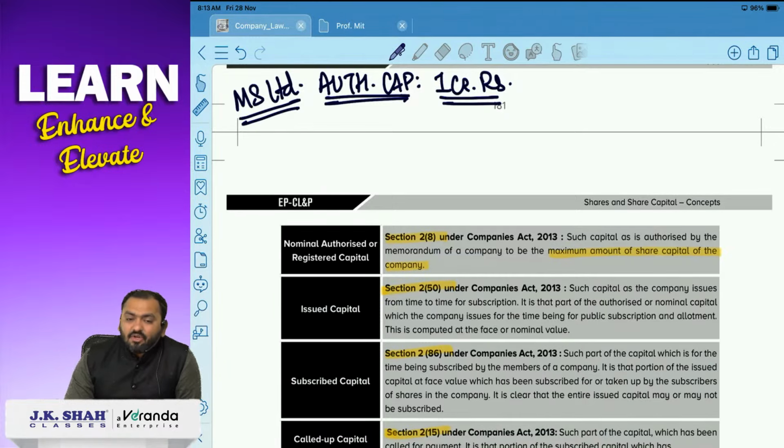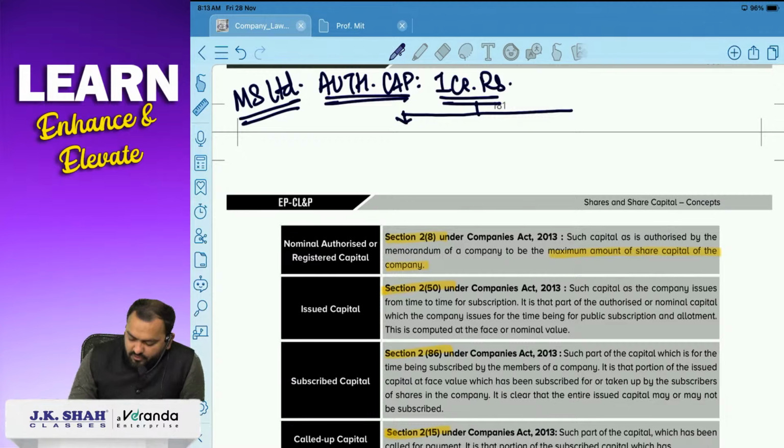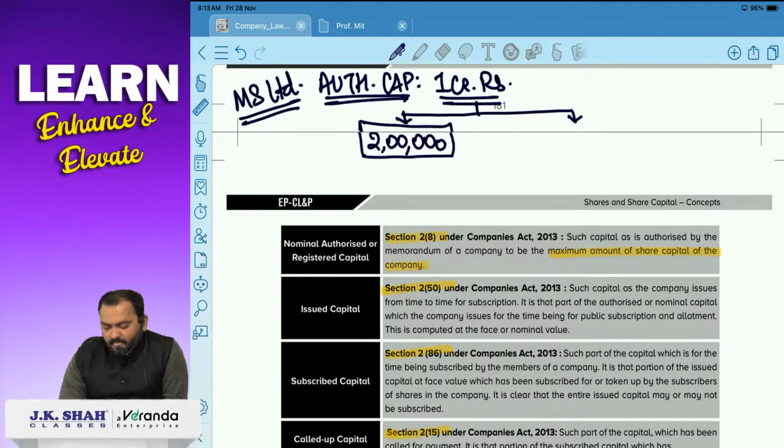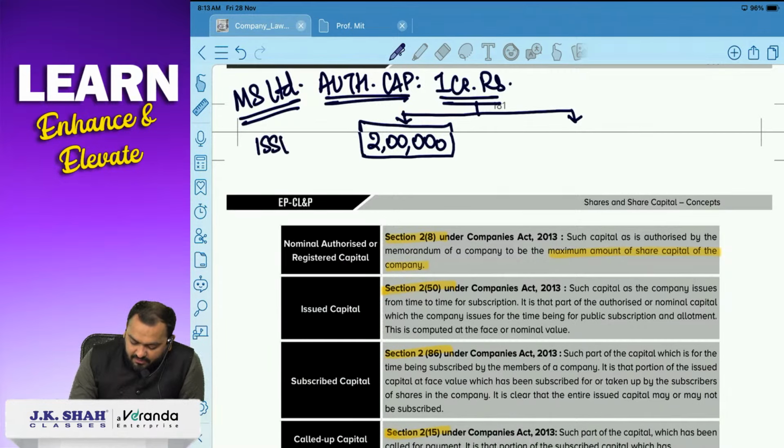Now suppose my company is in need of only 2 lakh rupees. In that case, will my company issue shares for 1 crore? No. My company needs only 2 lakh rupees, so my company will keep shares of 2 lakhs only in the market for sale. This amount of 2 lakh rupees is called issued capital. And the remaining amount, that is 98 lakhs, is unissued capital.